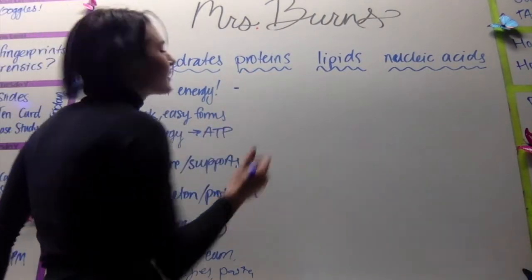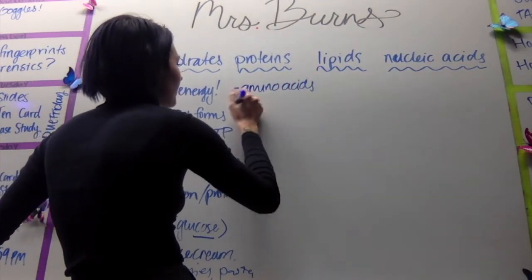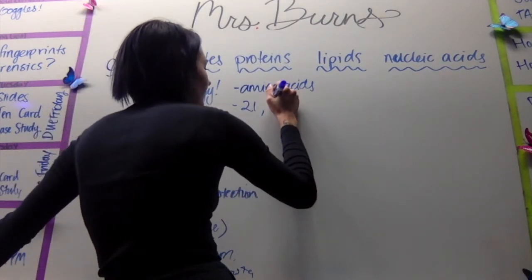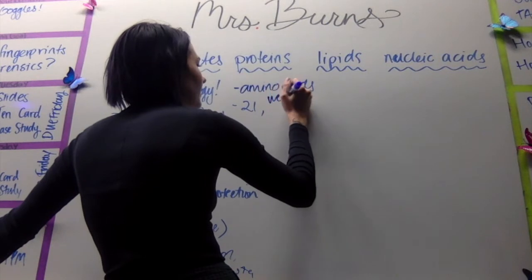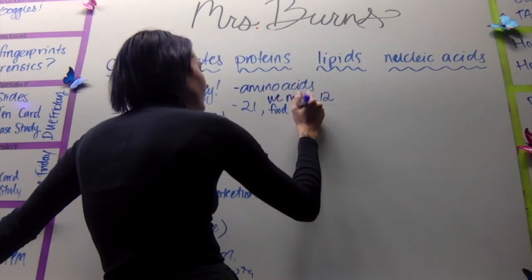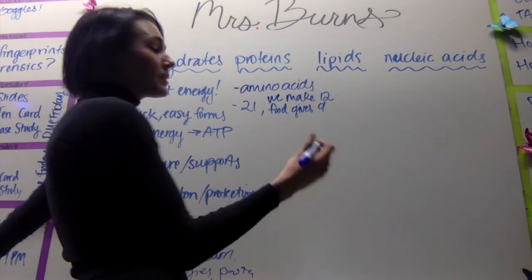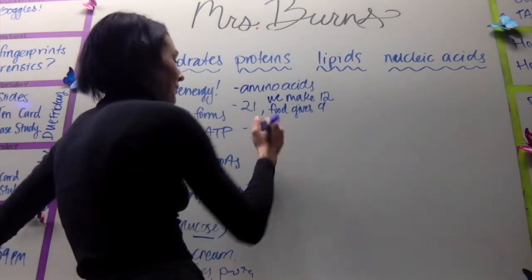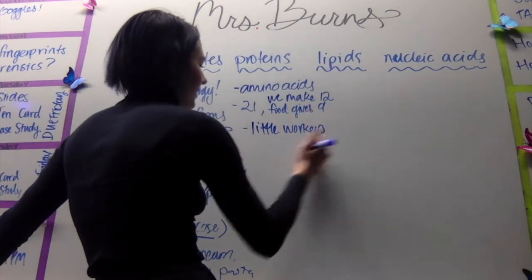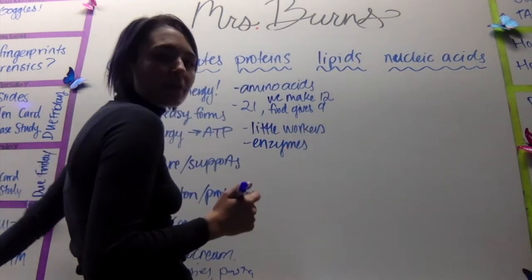Proteins are really important because they provide those amino acids. Remember, there's 21 of them. We can produce 12. We get 9 of them from our food. So we make 12, and food gives us the other 9. Amino acids are really important because proteins do basically everything in our body. They're the little workers that accomplish everything. They're also the enzymes that help break everything down.